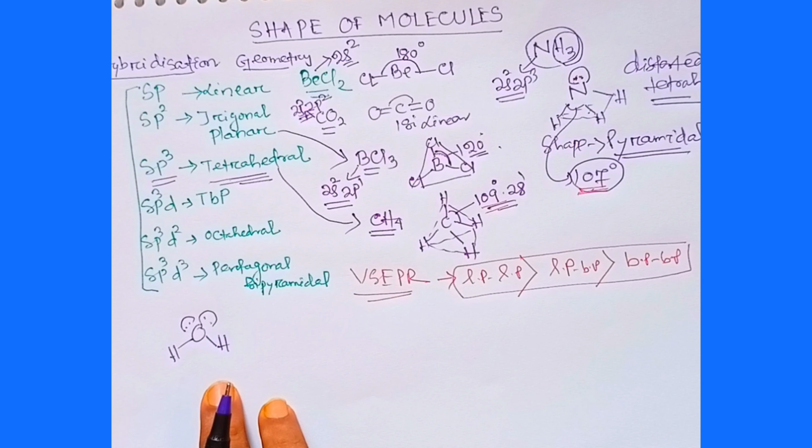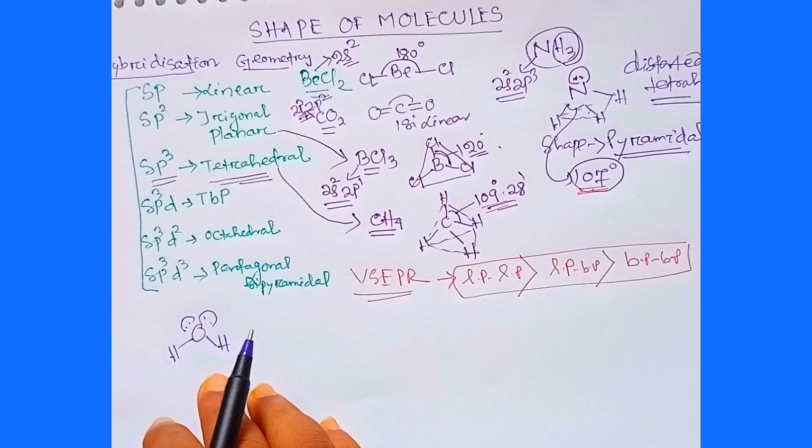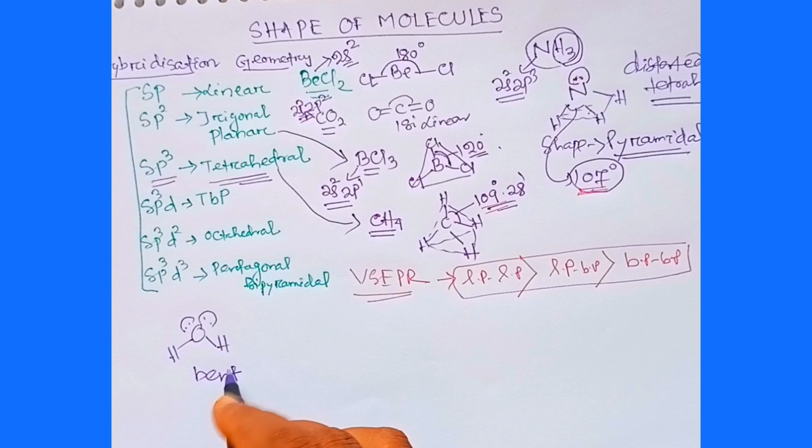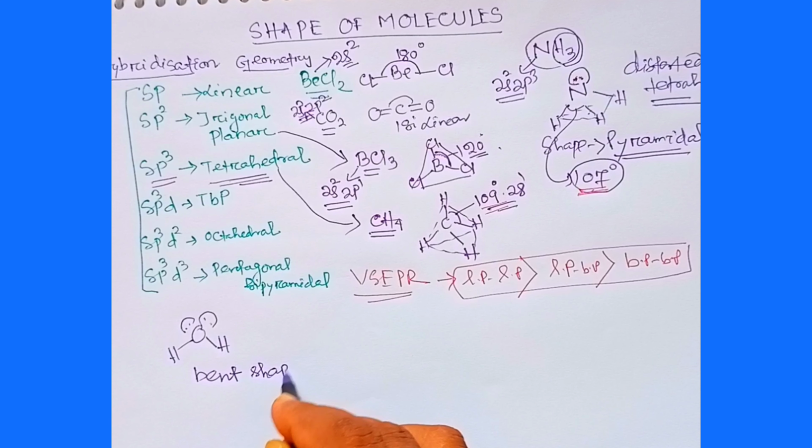So its geometry should be tetrahedral, but due to the presence of lone pairs its geometry will be distorted and the shape will be bent. This is looking like a bent shape. We can say bent shape or angular shape.